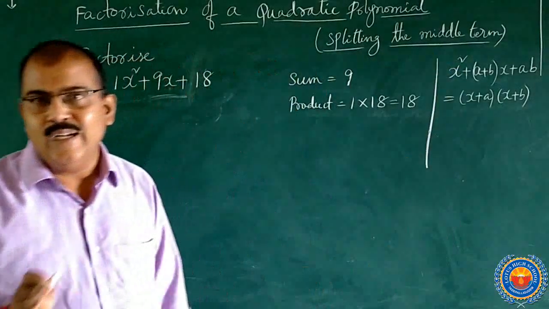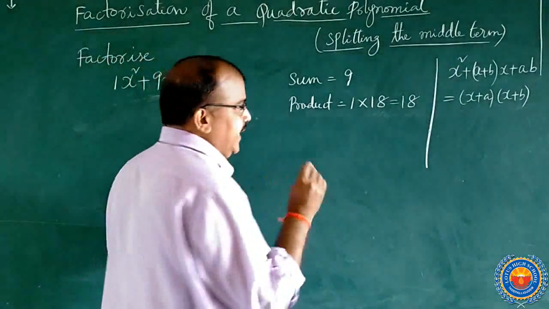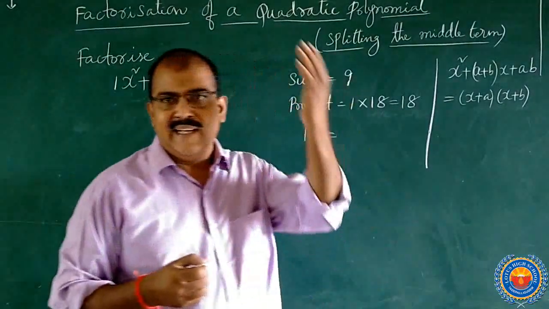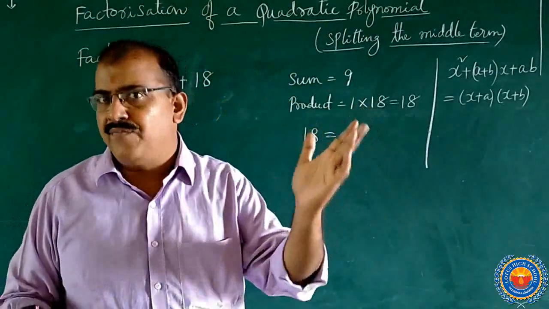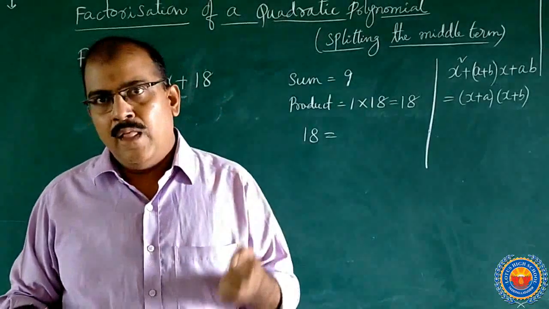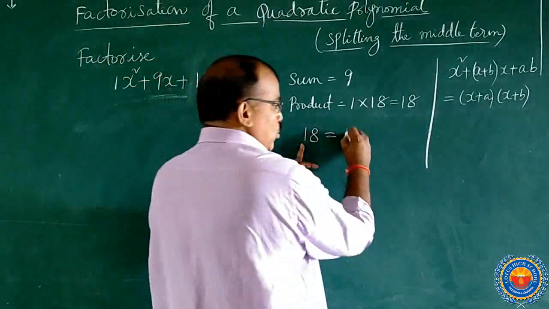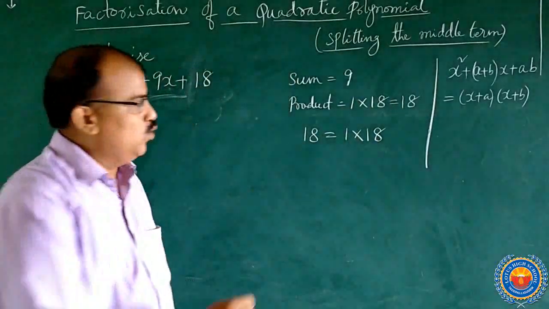Now 18, go for factorization. Do factorization of 18. How to do 18 factorization? You know very well, in lower classes itself you learnt this factorization, maybe in 5th or 6th. So you might have forgotten. So that's why, how to do factorization? It is very simple. 18 is equal to 1 into 18.